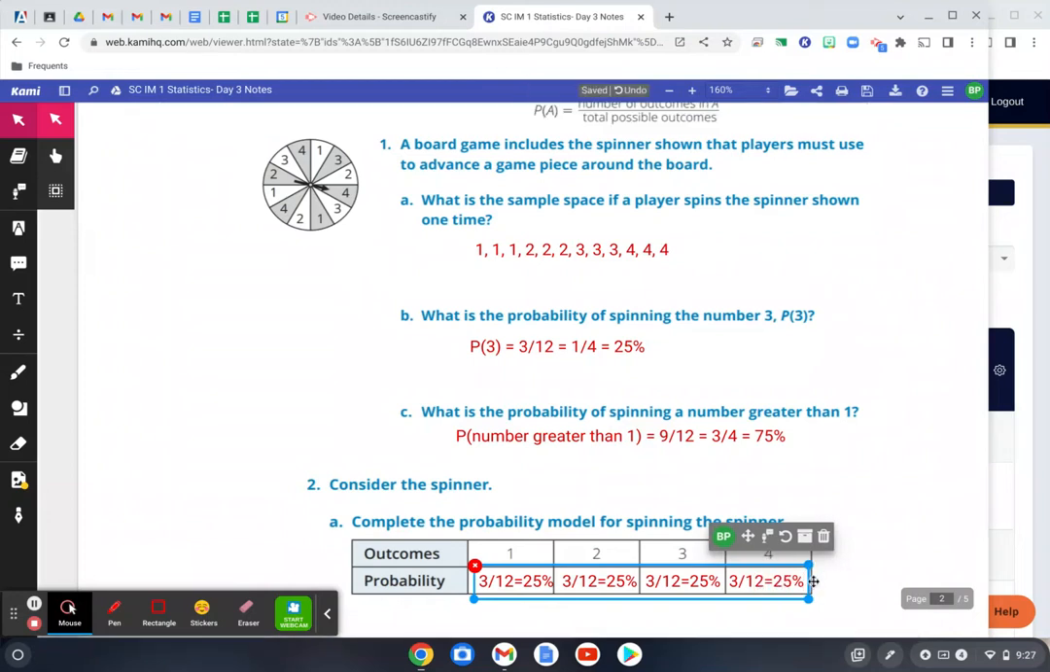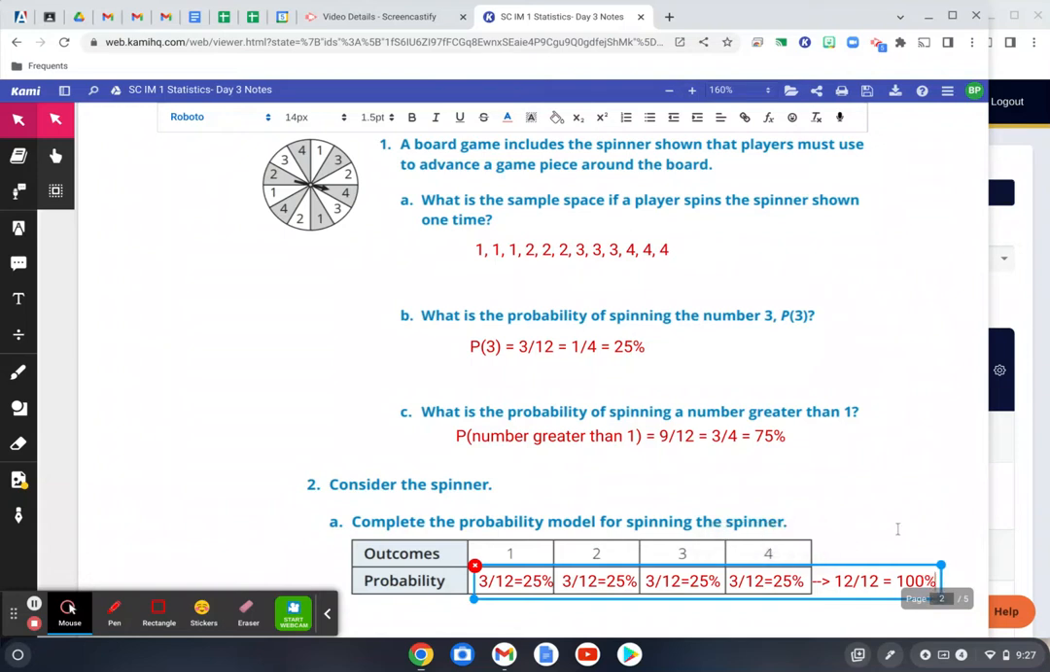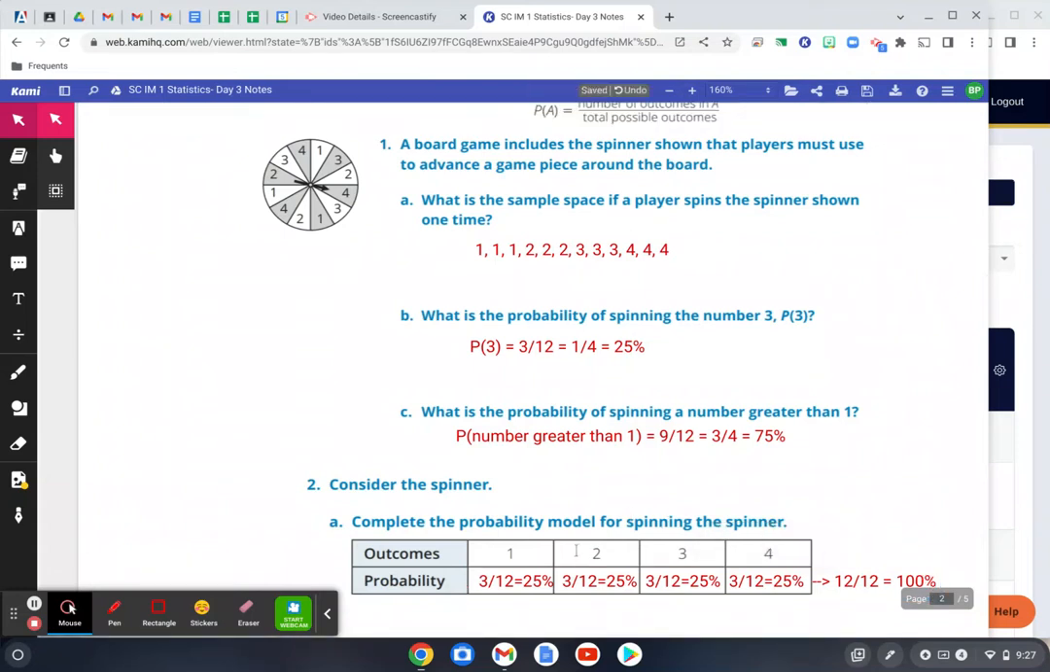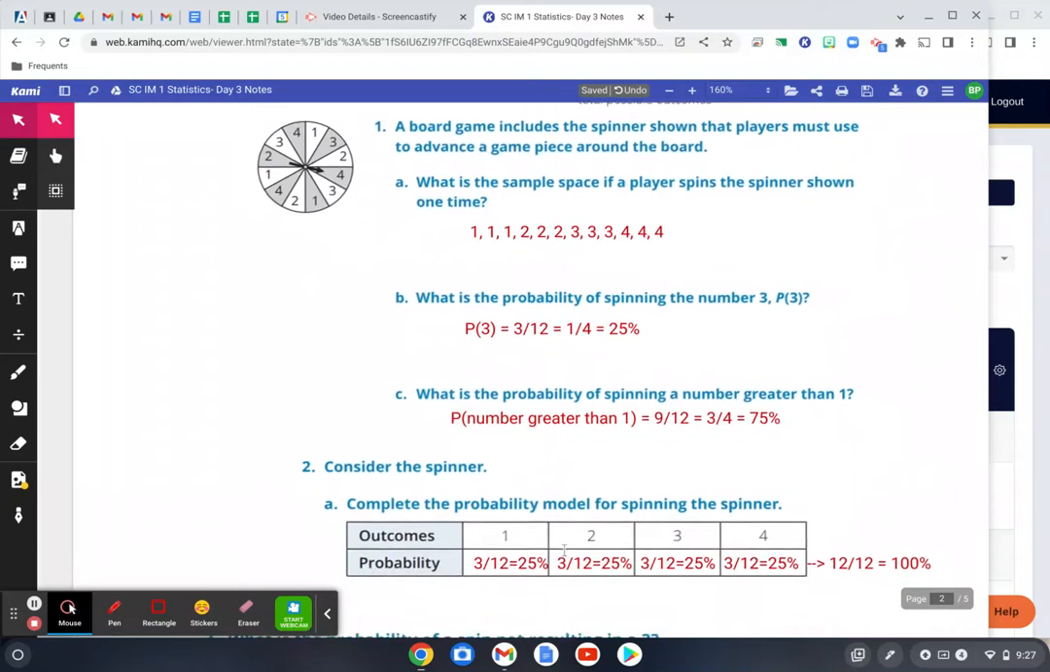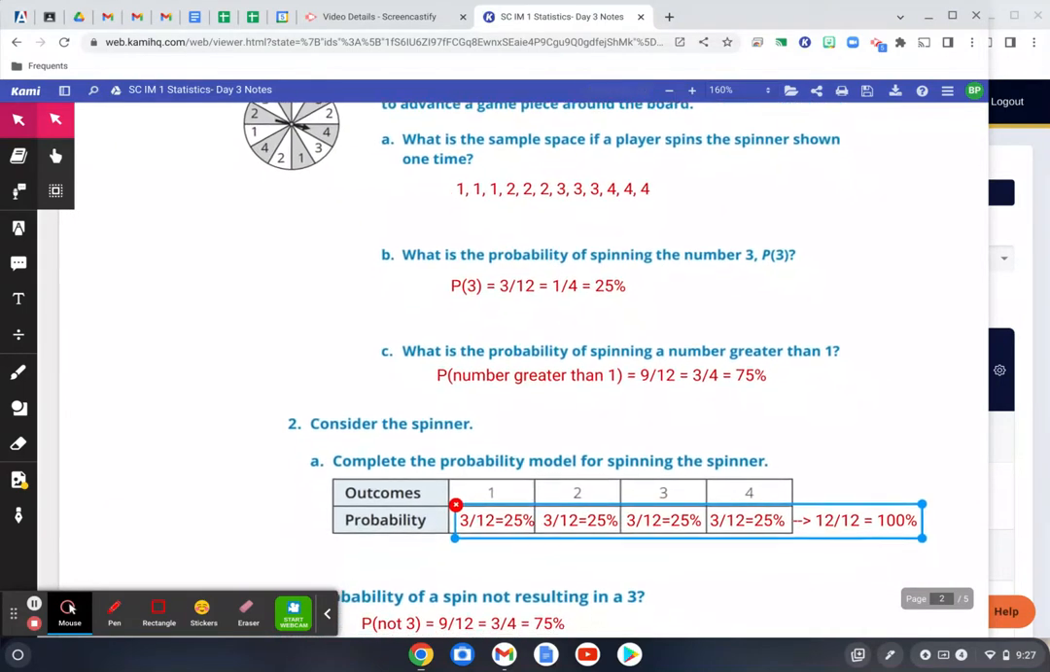All of those together ultimately are going to equal 12 out of the 12 possibilities, which is going to equal 100%. It's impossible to spin a 5 here, right? Because that's not one of the outcomes. So those are all of the probabilities of each of the outcomes.